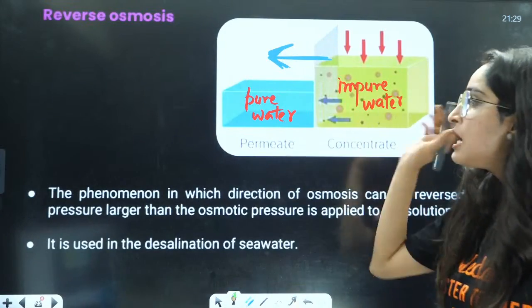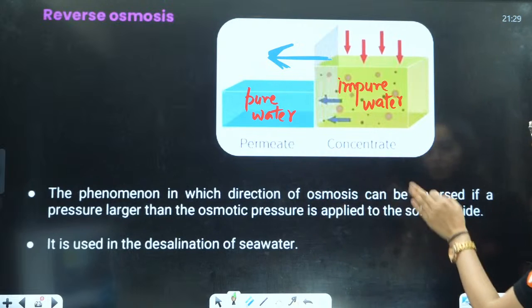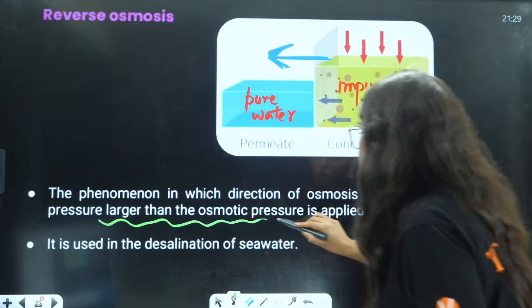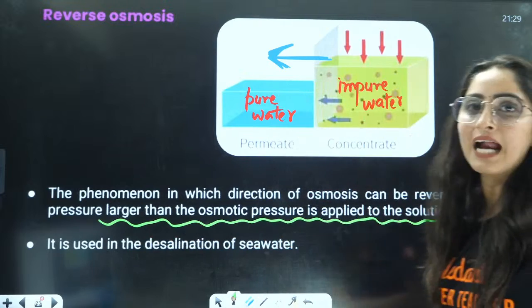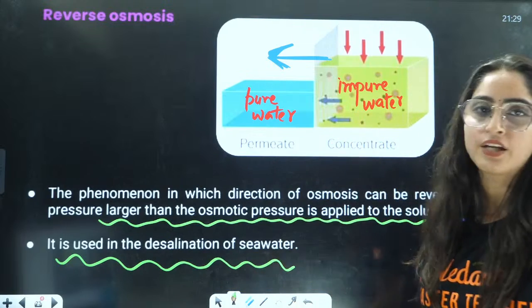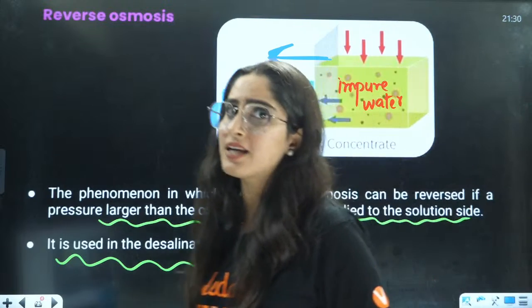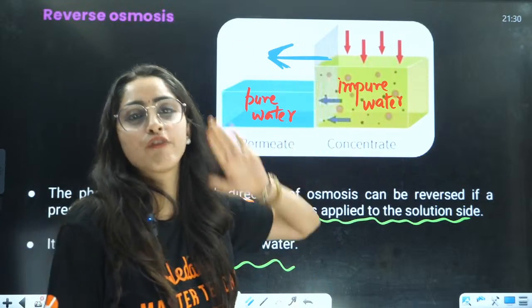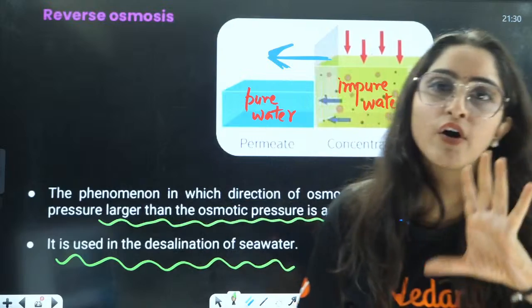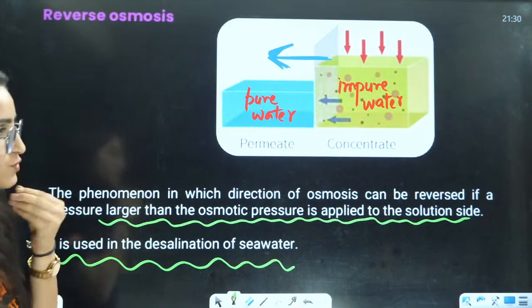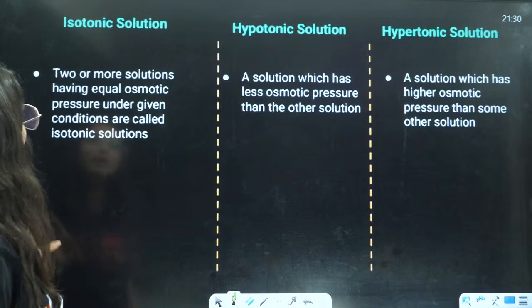So that is why they are saying the phenomenon in which the direction of osmosis can be reversed if a pressure larger than the osmotic pressure is applied is called reverse osmosis. It is used in desalination of seawater, right? In seawater you have NaCl, how to take out impurities with the help of a reverse osmosis system, right? Okay. Yes, very good. So now that is also very important.